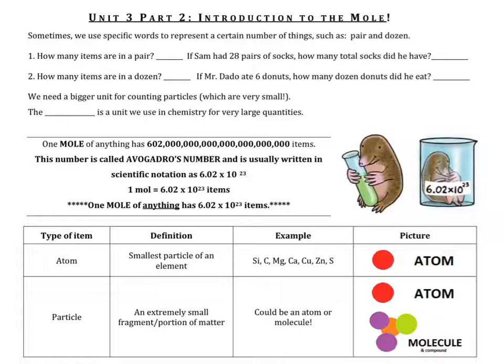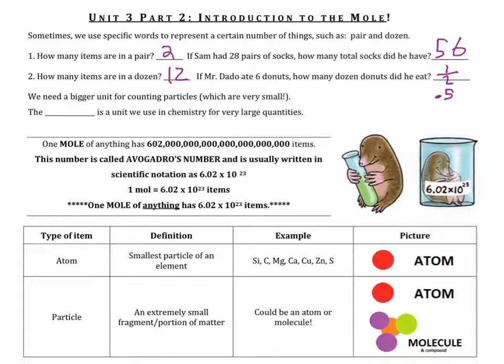Well, to understand what a mole is, it's kind of similar to the word pair or to the word dozen. How many items are in a pair? There's 2. And if Sam had 28 pairs of socks, how many total socks did he have? Well, if he has 28 pairs and there's 2 socks in a pair, that means he had 56. Now, how many items are in a dozen? Well, there's 12. If Mr. Dado ate 6 donuts, how many dozens of donuts did he eat? Well, 6 donuts would be half a dozen. So we can write half, or we can write 0.5.